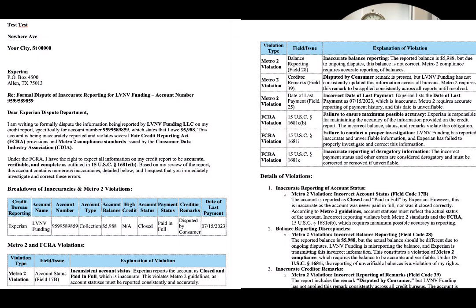And so next I have the actual violations. So this is Metro 2 and Fair Credit Reporting Act violations. I'm specifically telling them every single violation that I have found on this collection. And this is good.